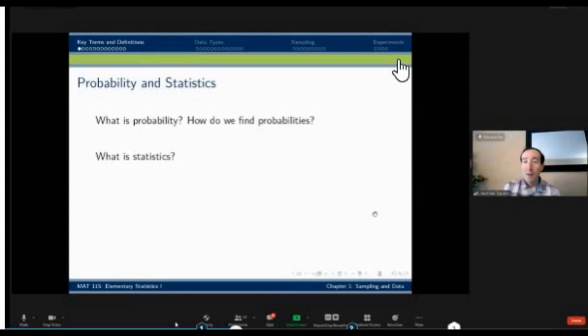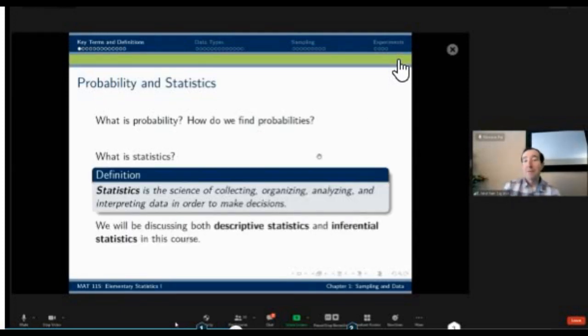All right. Well, so there's a number of things we could use as a definition for statistics. I'm going to stick with the one that our book uses. I like theirs best from all the books that I've used over my time teaching statistics. It's a science, actually, and it's the science of collecting, organizing, analyzing, and interpreting data for decision-making purposes.